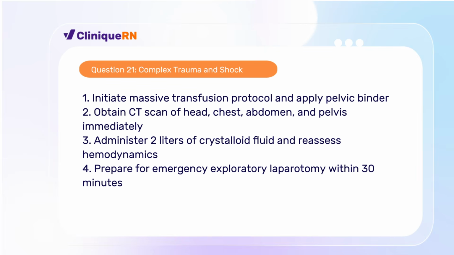1. Initiate massive transfusion protocol and apply pelvic binder. 2. Obtain a CT scan of the head, chest, abdomen, and pelvis immediately. 3. Administer 2 liters of crystalloid fluid and reassess hemodynamics. 4. Prepare for emergency exploratory laparotomy within 30 minutes.